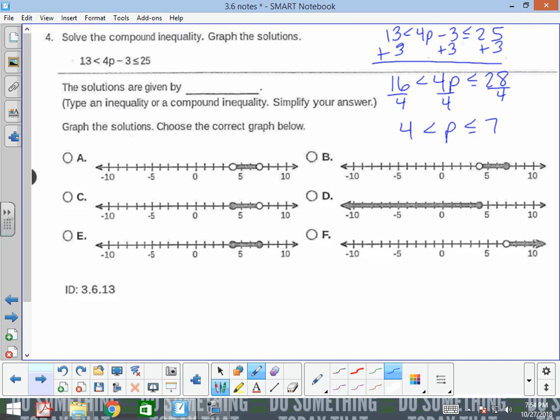This one says type an inequality or compound inequality, so we're going to type that answer in the blank. And now we're looking for the shading where p is between 4 and 7. 4 cannot be filled in, and 7 is filled in. So this is choice B. All right, so that's some between statements.